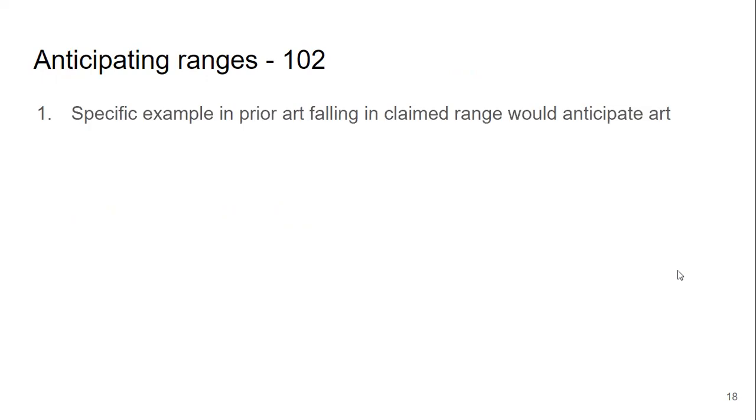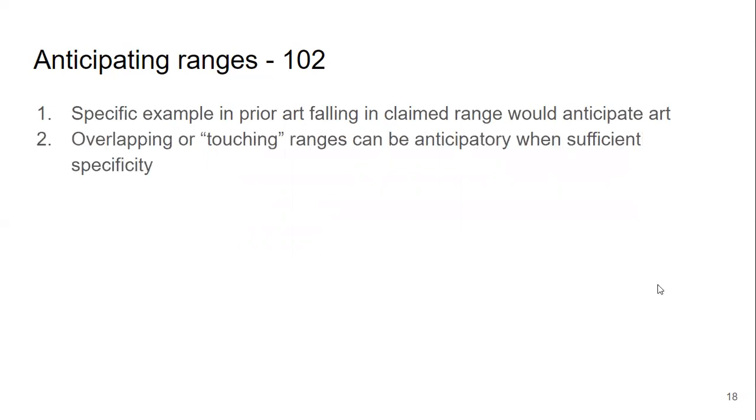So then from there, we can talk about anticipating ranges. A lot of times ranges of numbers are given in the claims. And so when it comes to anticipatory aspects of that, it comes down to specific examples in the prior art falling in the claimed range would anticipate. So if a range is claimed of 30 to 60 and the example given is 42, perfect, anticipated.